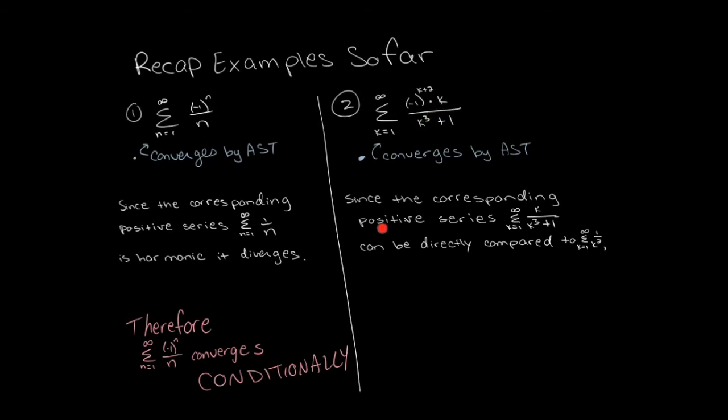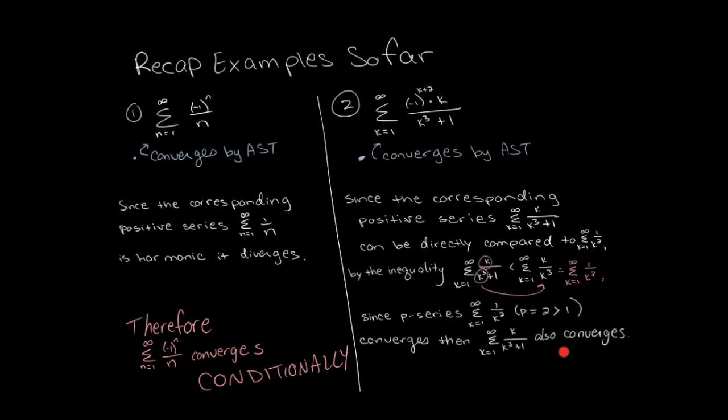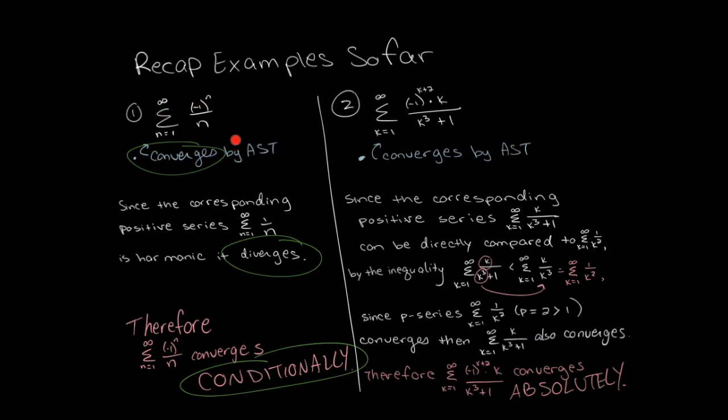Let's look at the next one over here. The corresponding positive series can be directly compared to a P series with P equals 2, and that P series converges. So it looks like for this series, not only does the original series converge by the alternating series test, but this is a really strong convergence. I can omit all of the minus signs and it still converges. This is absolutely convergent. So just to recap, if the original series converges and the positive series diverges, that's called converging conditionally. If the original series converges and the positive part converges, that's called converging absolutely.